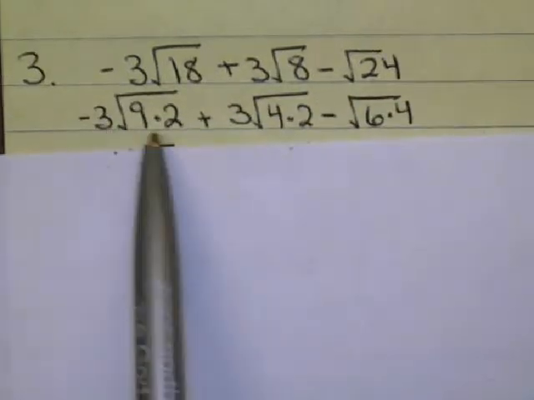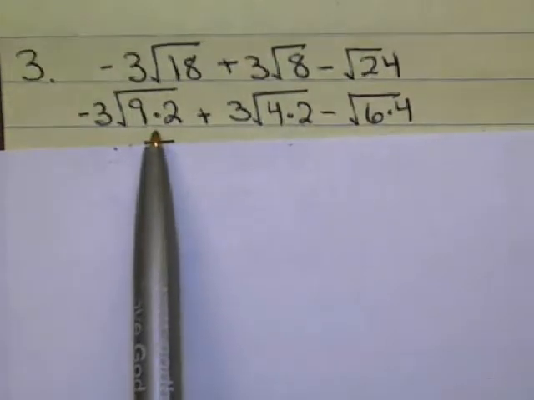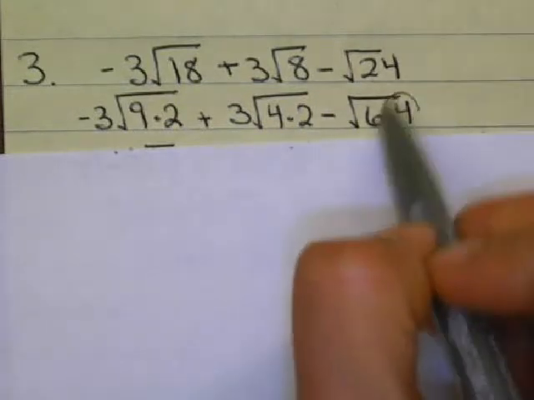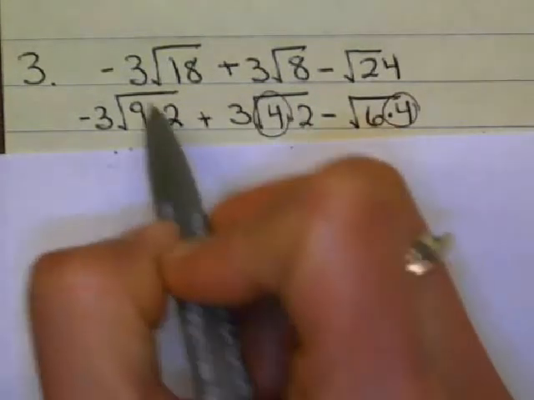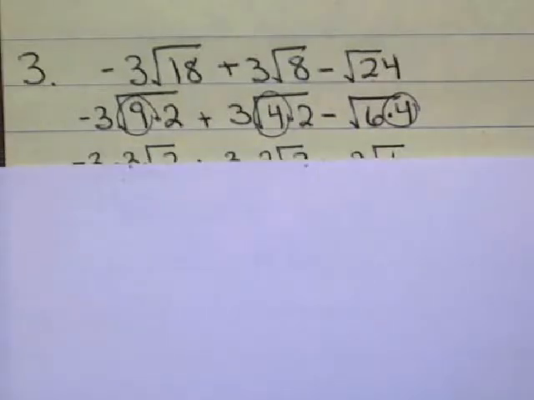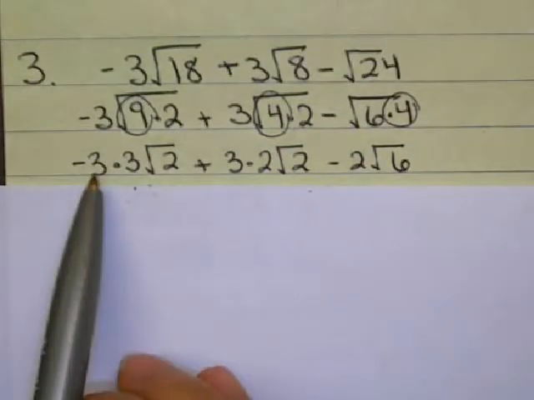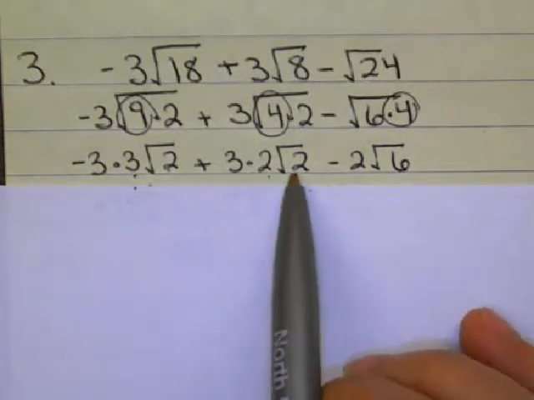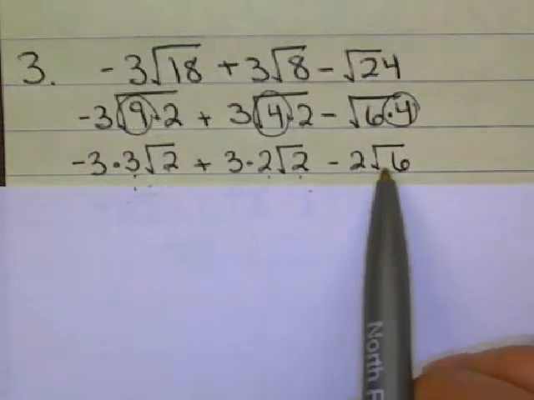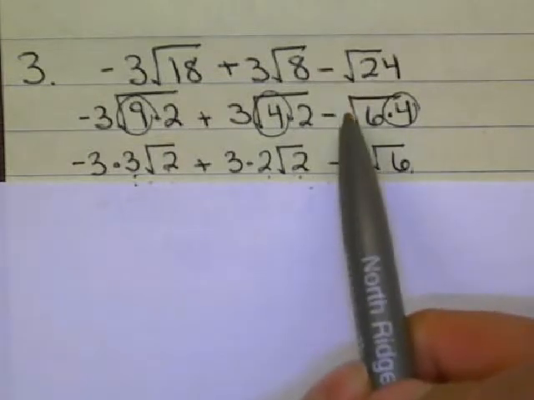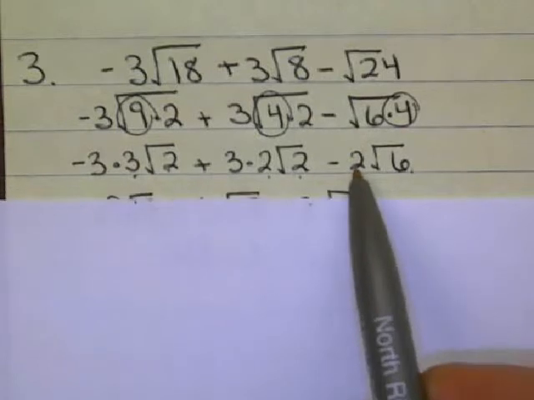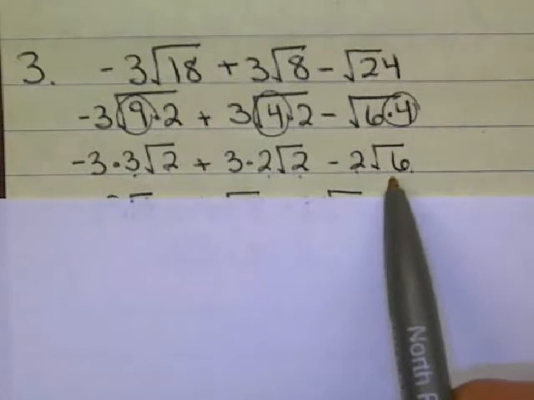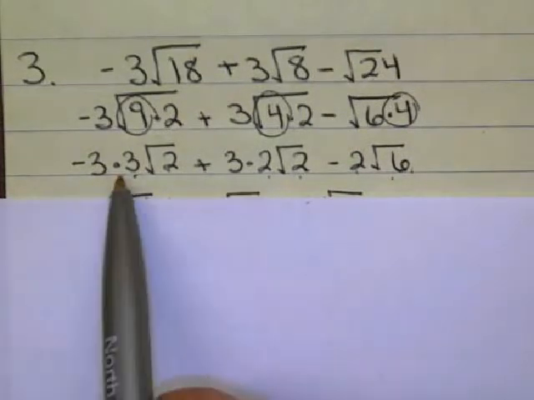So I leave the negative 3 out here, then 18 simplifies to 9 and 2, 8 is 4 and 2, and 24 is 6 and 4. So again, I'm going to circle my perfect squares here, and those are going to come out. When they come out, they multiply. So I have negative 3 times 3, radical 2, plus 3 times 2, radical 2, minus 2, radical 6. There's an invisible 1 out here, so you can think of this as 1 times 2, which is just 2, radical 6.